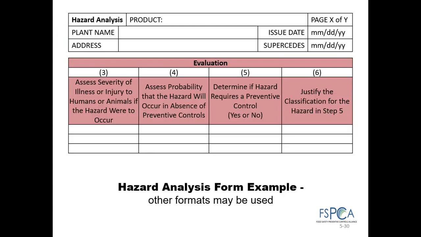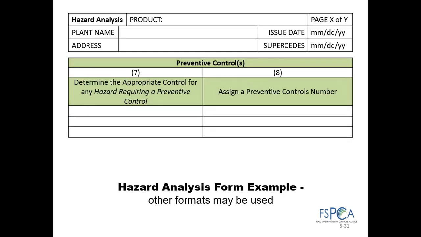The next step will be to evaluate those hazards. So first I'm going to evaluate for severity. Next I will evaluate for probability. Then I'm going to bring those together and ask myself, does this need a preventive control? Yes or no? And then I'm going to justify it. Say why. Why do you think it needs a preventive control, or why do you think it does not need a preventive control? All right, so we've identified, we've evaluated. Now let's describe quickly our preventive control.